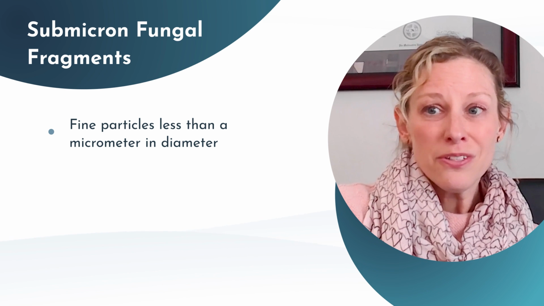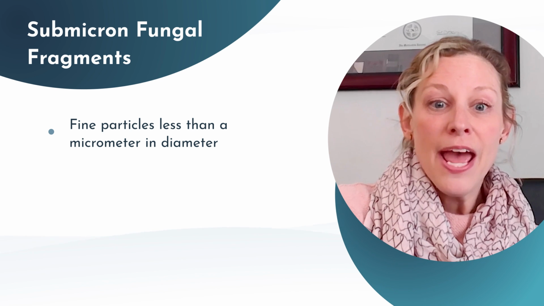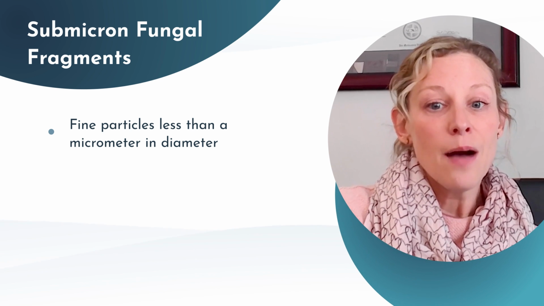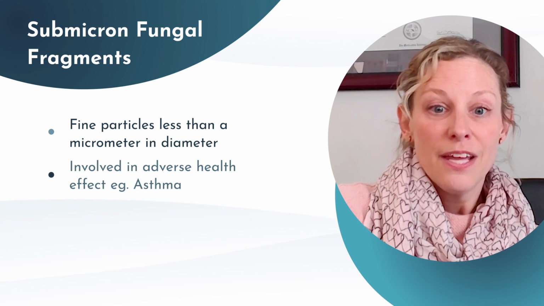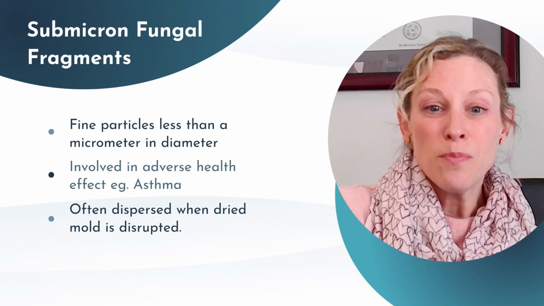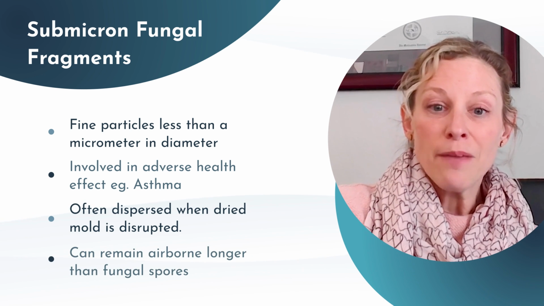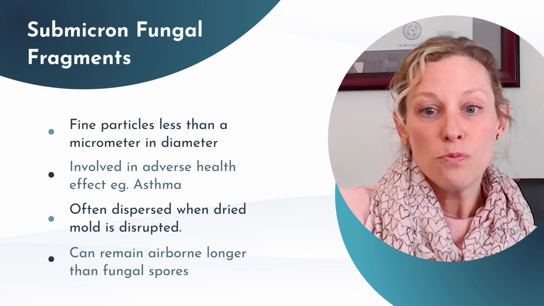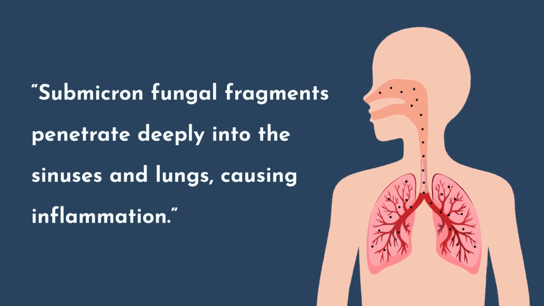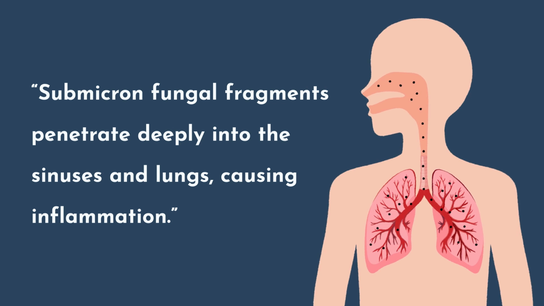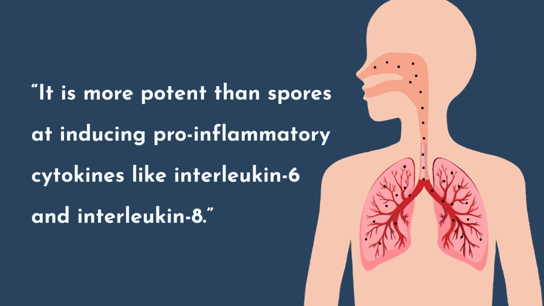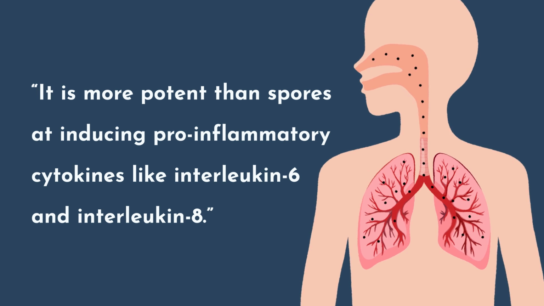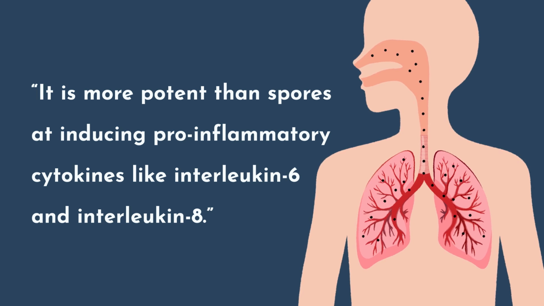Mold also produces submicron fungal fragments. These are fine particles less than a micrometer in diameter, and partly because of their sneaky size and composition, they may be involved in adverse health effects, such as asthma. They are often dispersed, especially when dried mold is disrupted, and fungal fragments can remain airborne longer than fungal spores because they're smaller. And as a result, they can actually penetrate deeply into the sinuses and lungs where they're highly inflammatory. In fact, fungal fragments are more potent than spores at inducing pro-inflammatory cytokines such as interleukin-6 and interleukin-8.